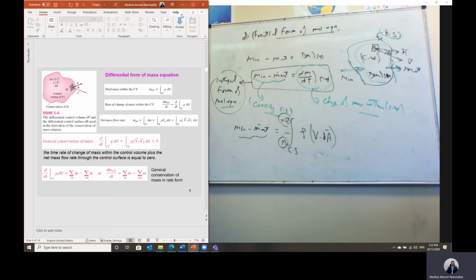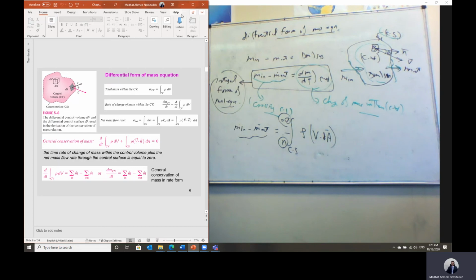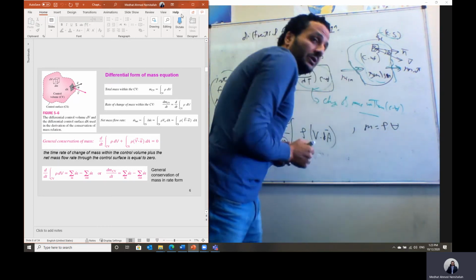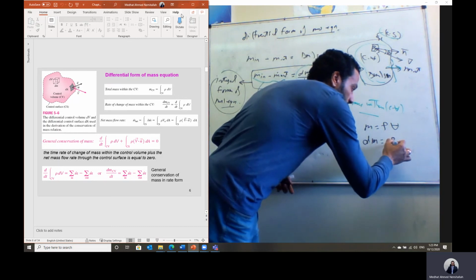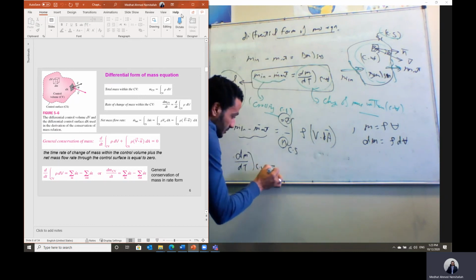So what about the second term? The second term is the change of mass within the control volume itself. By definition, we have mass is equal to density multiplied by volume. Or we can say the change of mass, the differentiation, will equal to density multiplied by delta V. And let's look at the second term, dm by dt within the control volume.